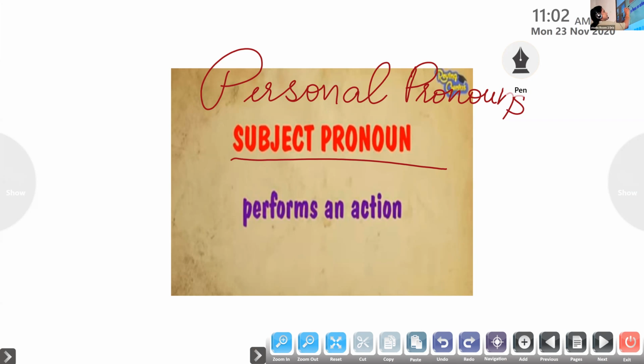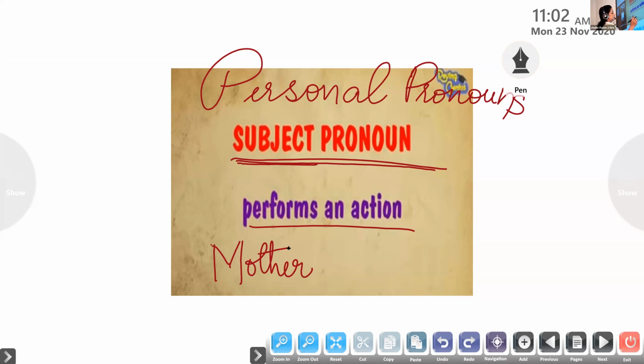So subjects are nothing but who performs the action, or the doer of the action. So the subject of the sentence always comes first in a sentence. For example, mother cooks food.